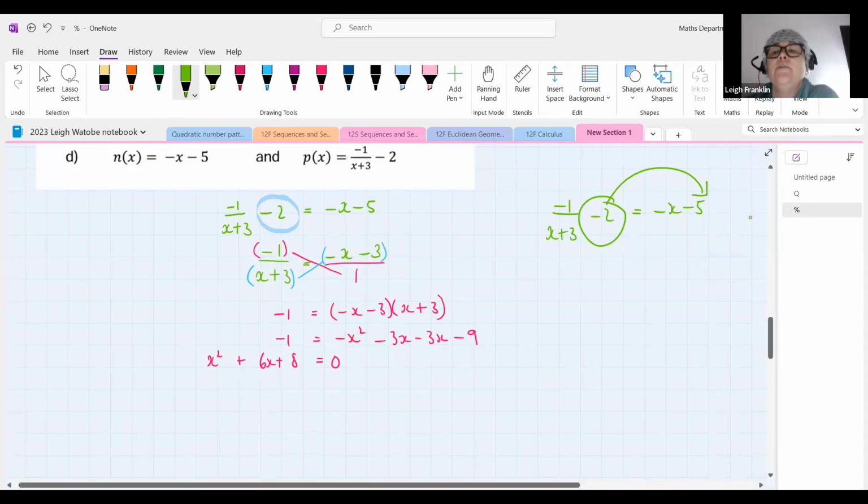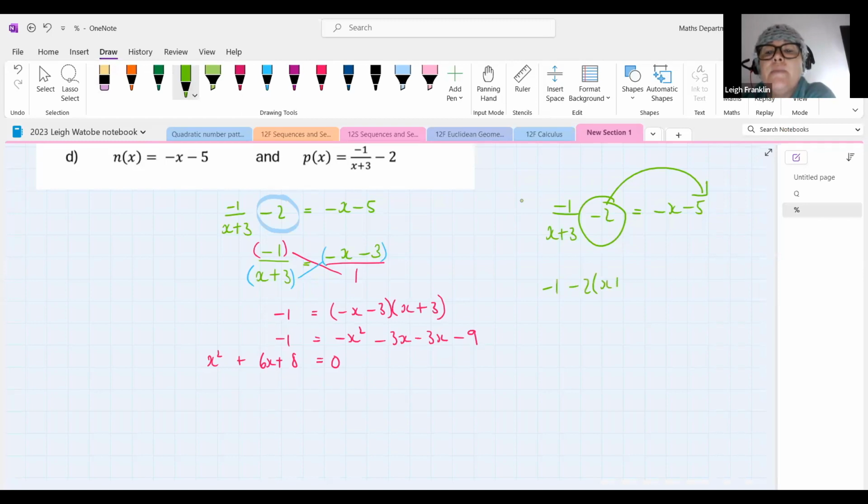If you wanted, what you could do at this point is multiply every single term by x plus 3. So you'd end up with -1. Sorry, beg your pardon. Just as another way of solving it, an alternative way.